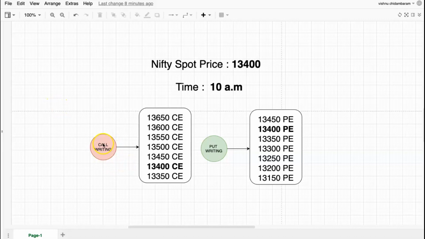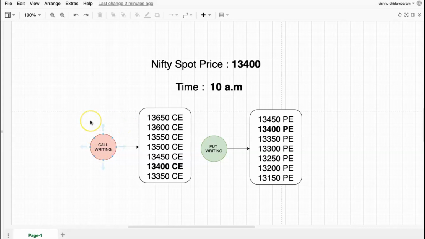First, let me explain how this red color circle is created. Suppose the Nifty spot price is around 13,400 and the time is around 10 a.m. I check how many lots of call options have been sold for all the strike prices, that is one at the money, one in the money and 5 OTM. Similarly, I do it for the put option as well. I find out how many lots of put options have been sold in all the strike prices, that is one at the money put option, one in the money put option and 5 OTM put options.